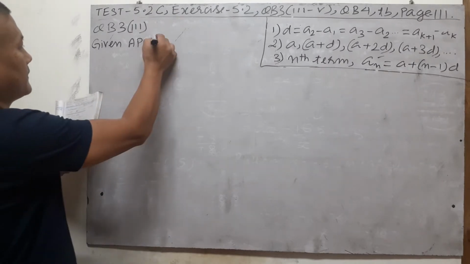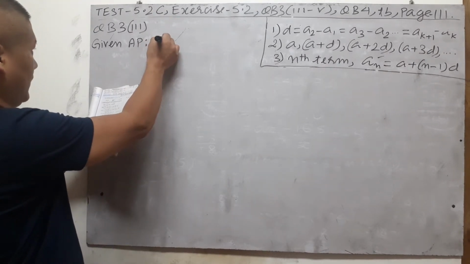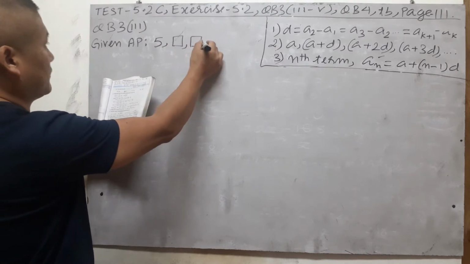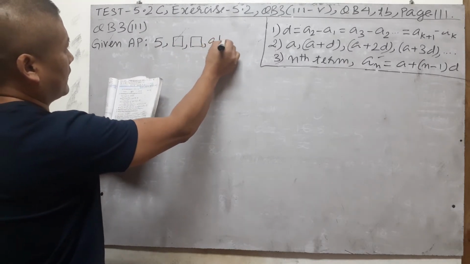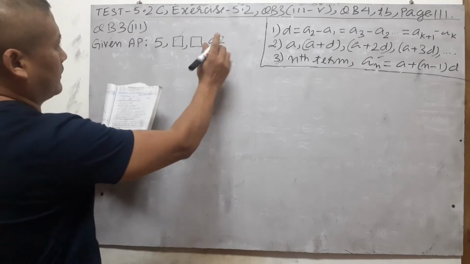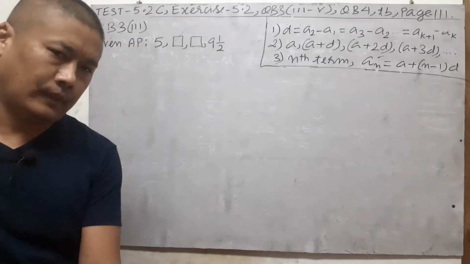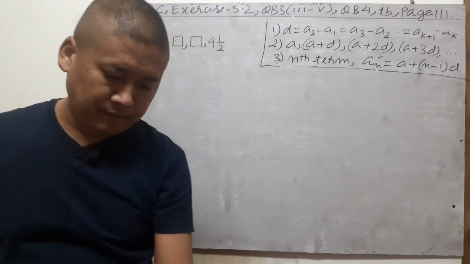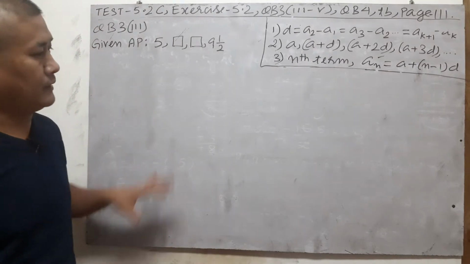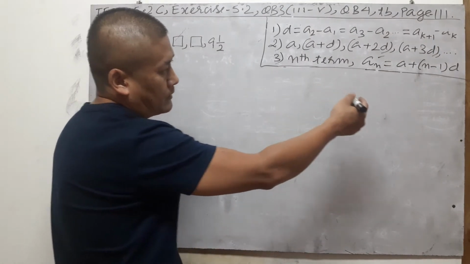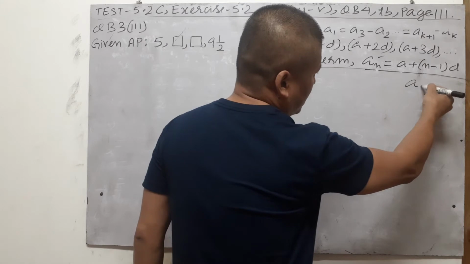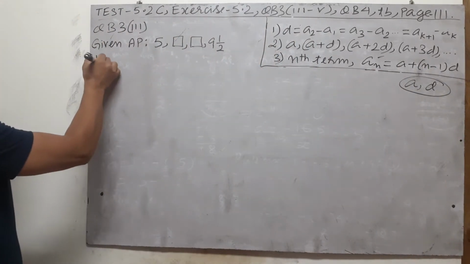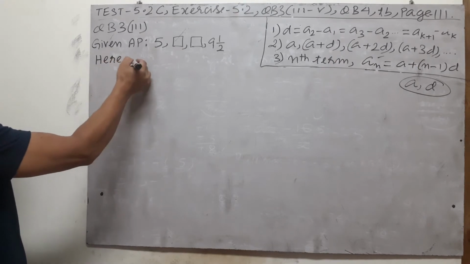Look into your text. The first term A1 is given, or A5. A2 box, A3 box means the 2 missing terms, and A4 is 9.5. So this is given to us. This question is saying in the following APs, find the missing terms. As I said, even in the previous test, to find a missing term we have to first find A and D.